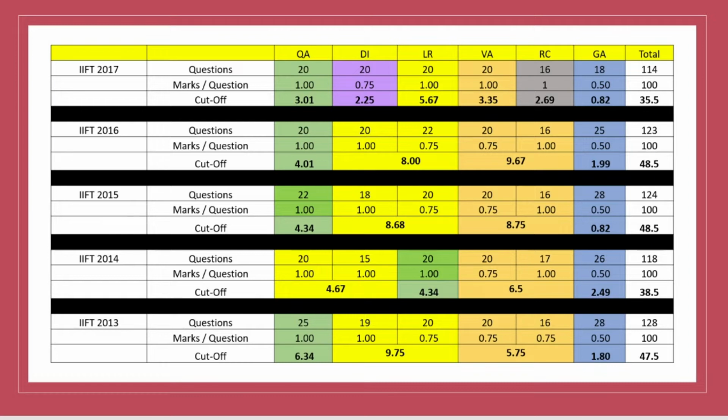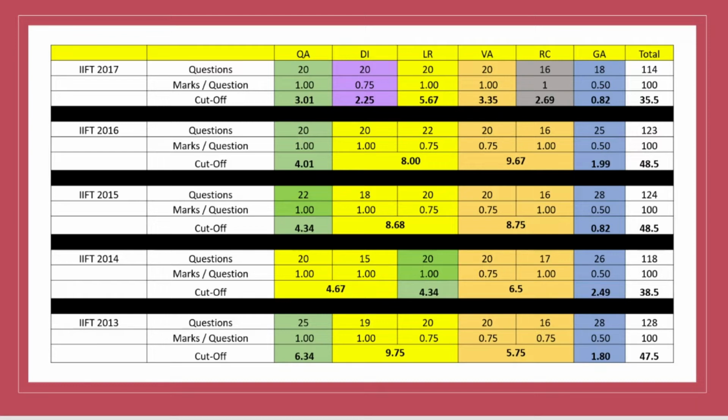Now, another thing to notice here is, one of the things that everybody had been calling me up for is the GK, and let me be very clear on this. IIFT GK is not going to be the game changer, and that is very evident from the cutoff that you see here. So in 2017, the GK cutoff went at 0.82, 2016 at 1.99, 2015 at 0.82 again, and the highest ever cutoff in IIFT GK was 2.49 in 2014. So it has never gone beyond 2.49. You do 6 questions in the paper, get 3 marks, and you've cleared the cutoff. There is nothing more than that.